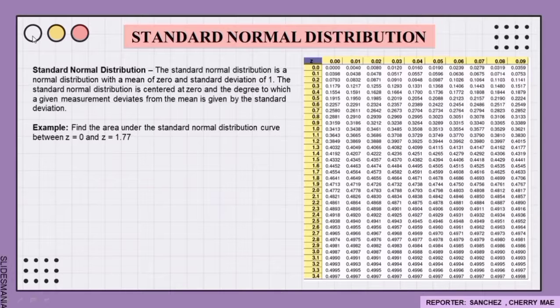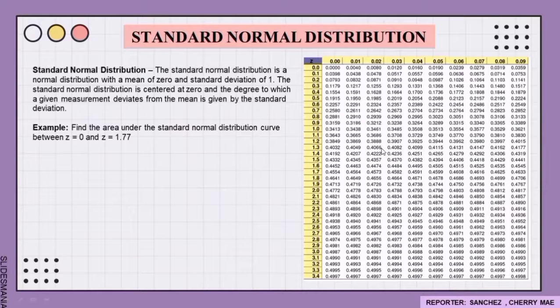So next is the standard normal distribution curve. The standard normal distribution curve is a normal distribution with a mean of 0 and a standard deviation of 1. The standard normal distribution is centered at 0 and the degree to which a given measurement deviates from the mean is given by the standard deviation.